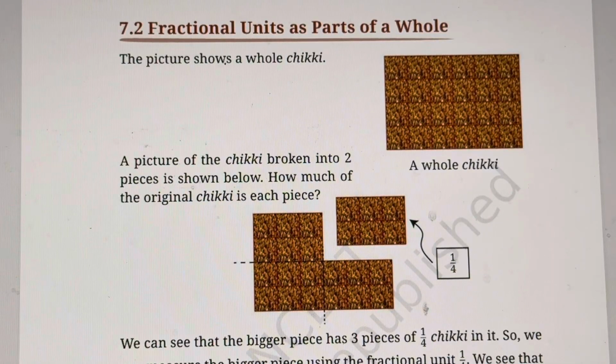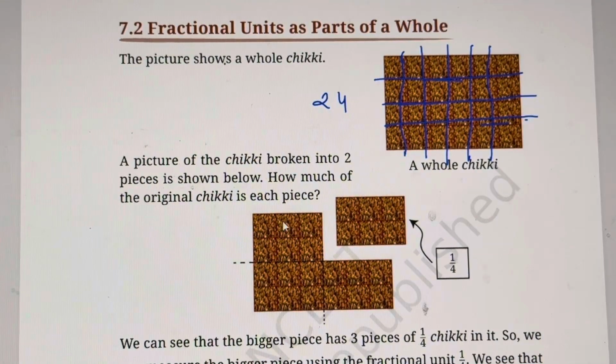First, let us see the whole chickpea. Can you see smaller lines over here in the whole chickpea? Right? Can you see there is a grid being formed? Even in the real chickpeas, you will get such pieces. Right? So, how many such pieces are there? 1, 2, 3, 4, 5, 6, and so on this way. So, 24 pieces are there in the whole chickpea.